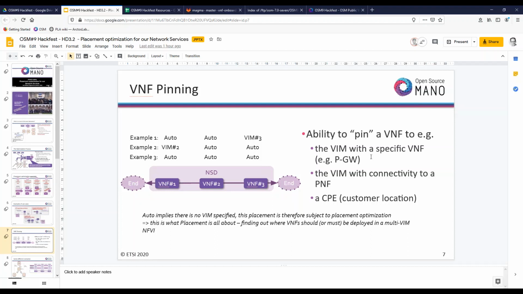And if we have an enterprise setup, which maybe is something of interest for 5G, it might be so that we want to start with deciding that some part of this service needs to go to a specific customer location. So we have a CPE. Auto in this figure just implies that there is no specific pinning, and that's then subject for optimization. The thing this is all about is finding out where the VNF should or must be deployed if we have a multi-VIM NFVI.